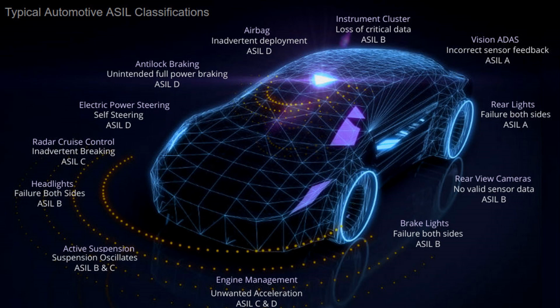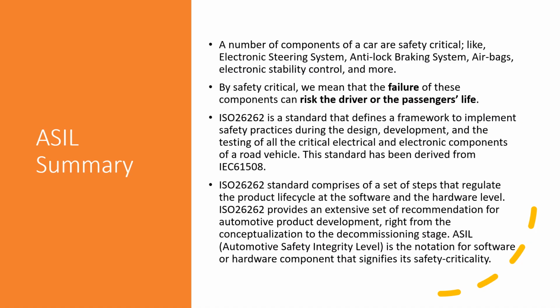We have vision ADAS, so incorrect sensor feedback. If there is no obstacle ahead, but the sensor detects a wrong obstacle, all of a sudden the vehicle will stop without an obstacle. That may also lead to a collision, but the probability of that collision is very less. So based on that, it is QM.